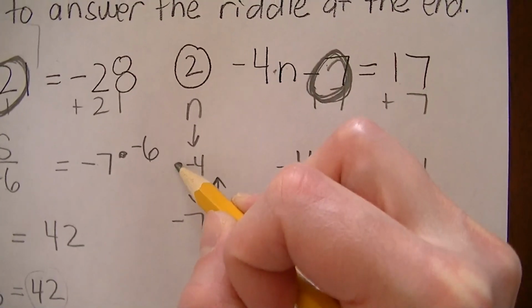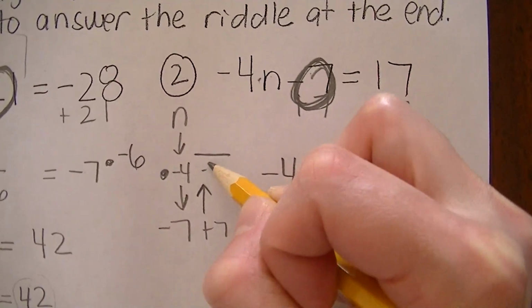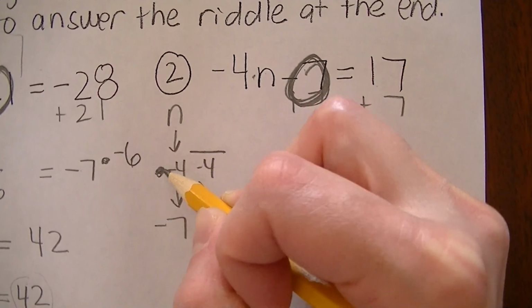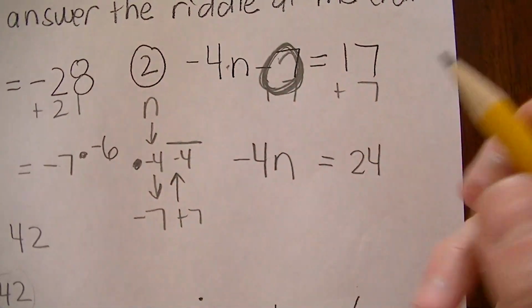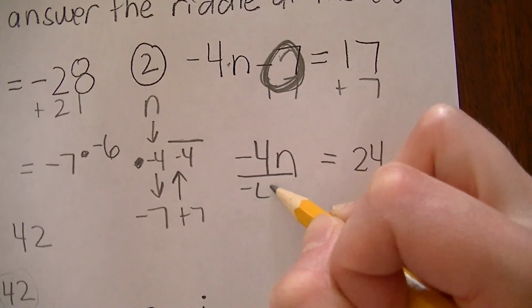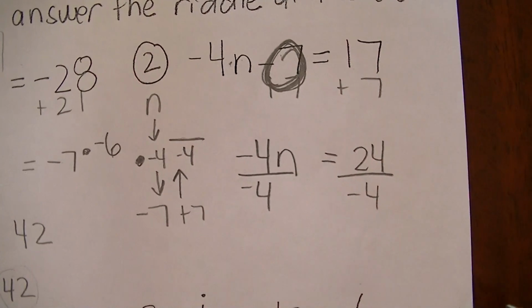The inverse operation of multiply by -4 is to divide by -4. Okay, you keep the same number, but you're just using the inverse operation. The inverse of multiply is to divide. Okay, so now we're going to divide by -4, divide by -4.